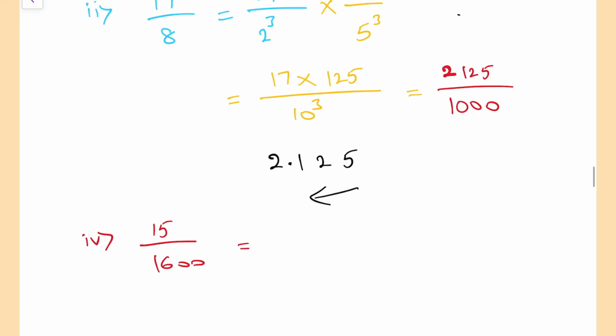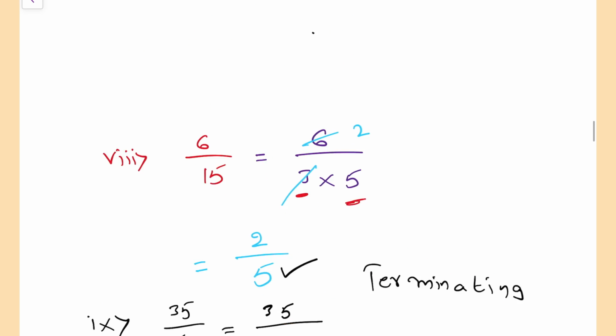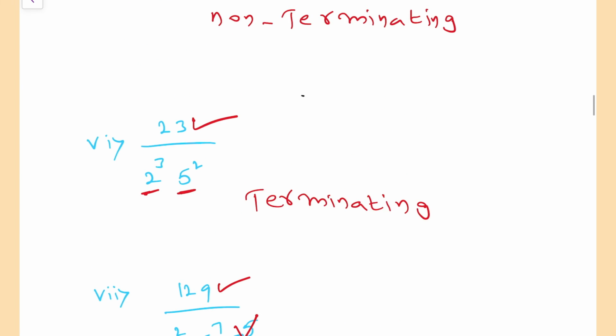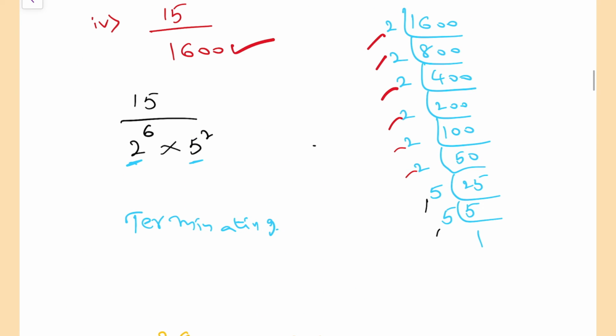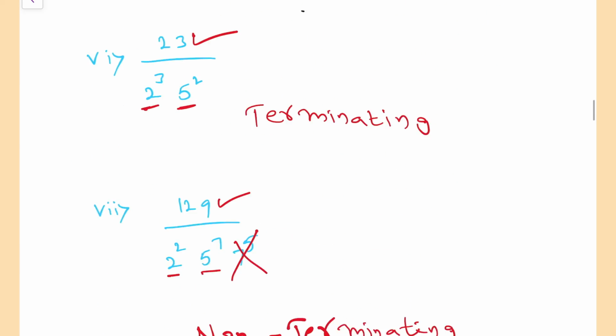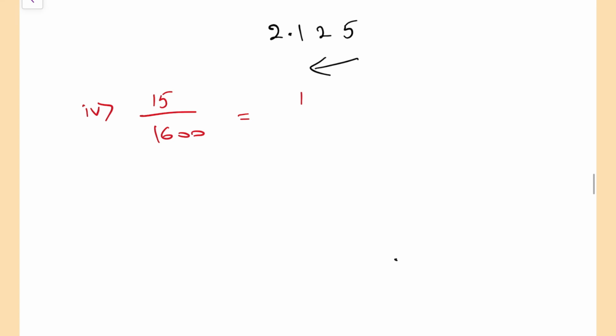Next is question number 4, 15 by 1600. This 1600 again I cannot do prime factorization for, so I'm just moving to the previous bit so that I can copy that. Okay, here we have 1600, right? So that prime factorization is 2 power 6 into 5 power 2. So 15 as it is by 2 power 6 into 5 power 2.